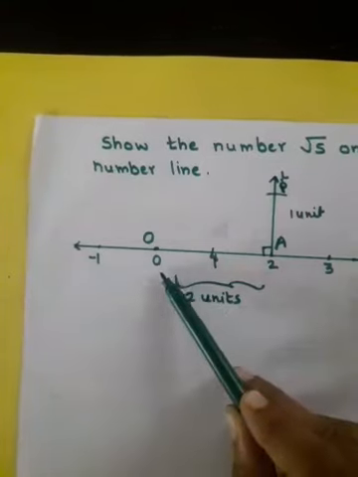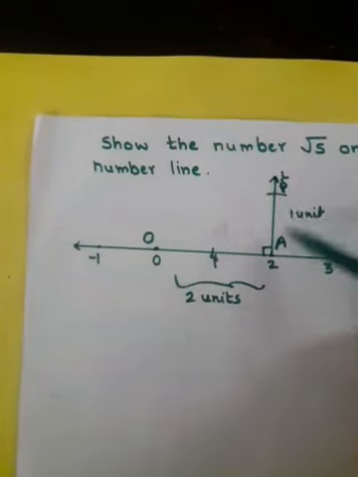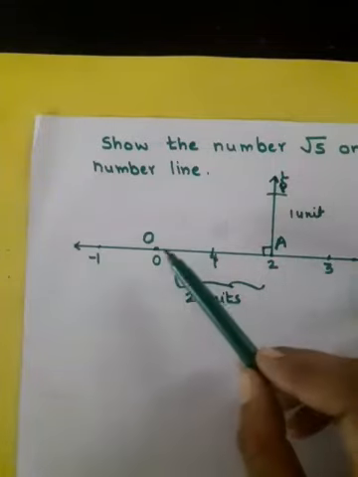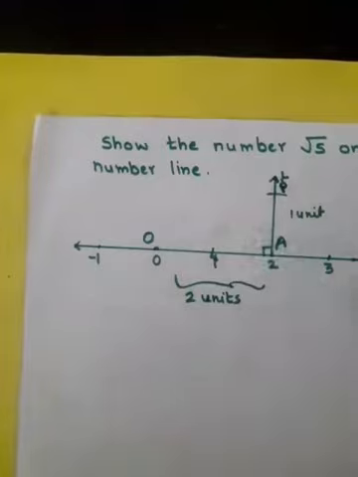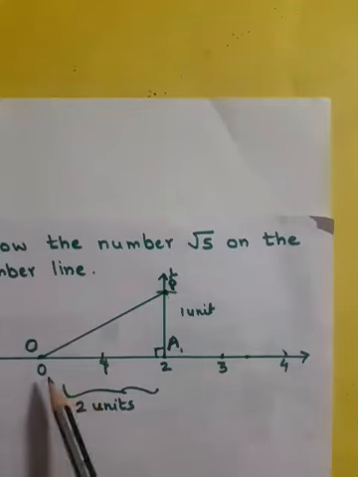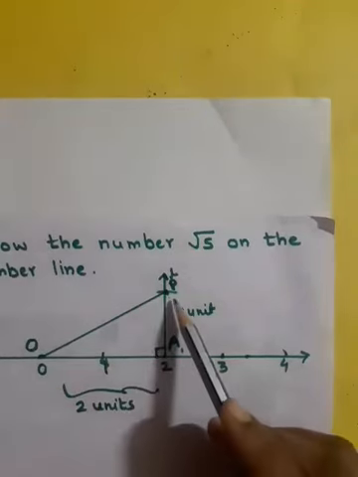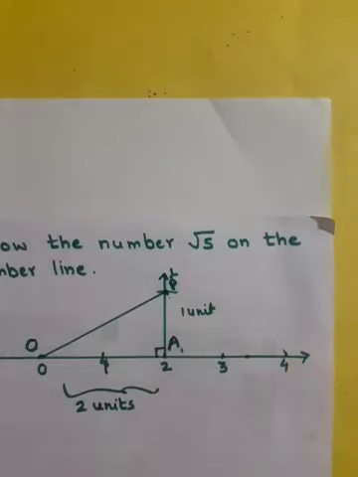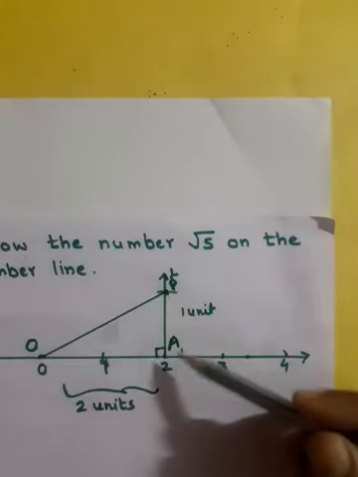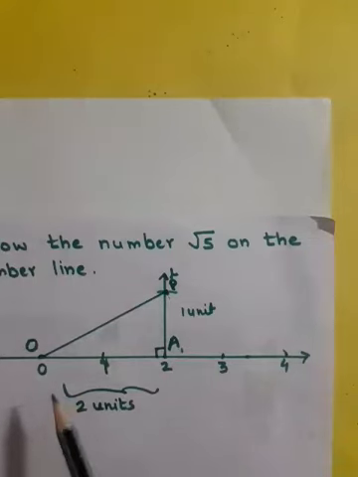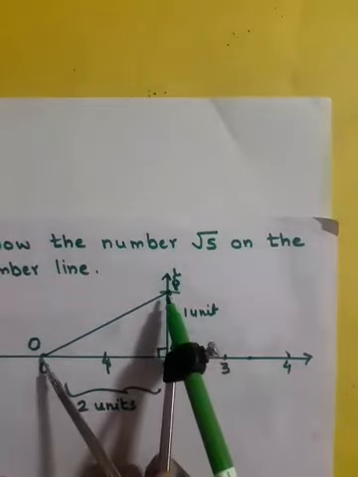Now the length of OA is 2 units and the length of AP is 1 unit. We will draw segment OP. Now right angle triangle OAP is formed. So we have seen in rough work, if we construct a right angle triangle with sides 2 units and 1 unit, the hypotenuse will be root 5 units. So therefore, this OP is root 5 units.